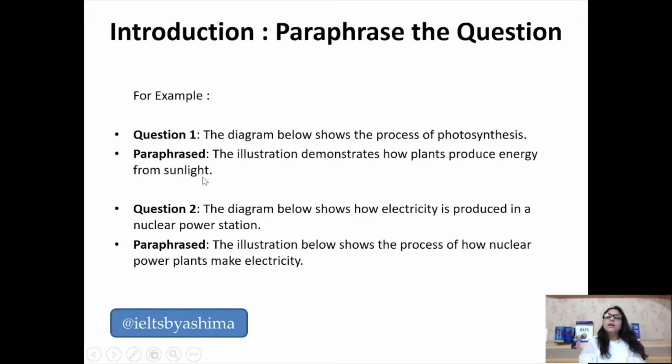Okay. Now let's see the second example. The diagram below shows how electricity is produced in a nuclear power station. The illustration below shows the process of how a nuclear power plant makes electricity.